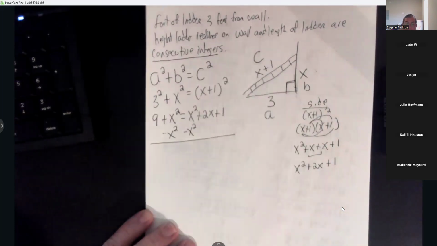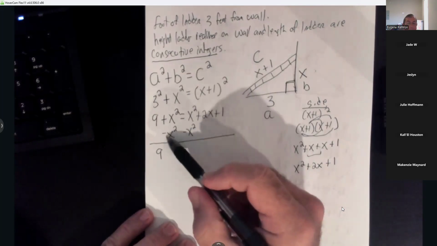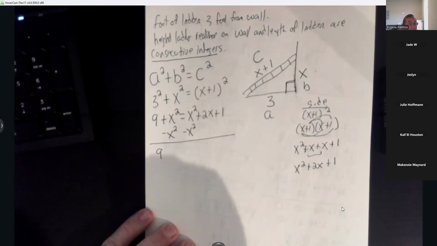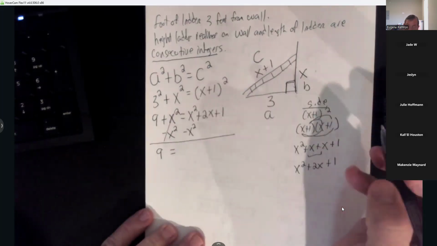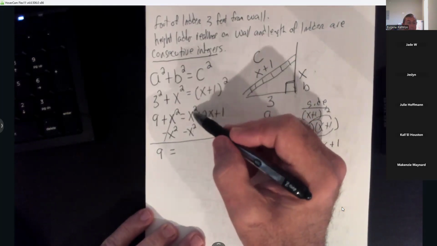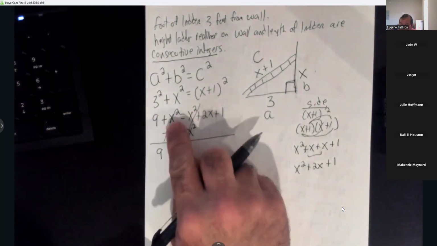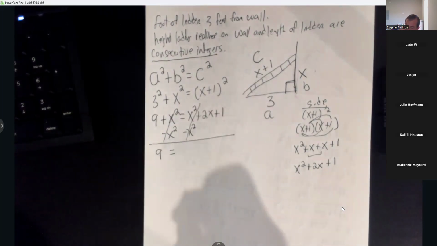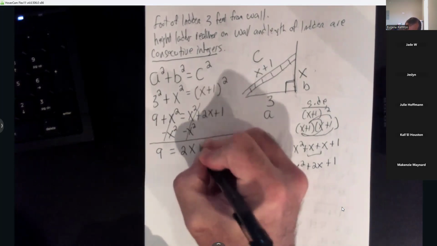But you're going to see something happen here. This 9 will come down. Well, y'all, what happens to these x squareds here? I got an x squared and a negative x squared. They're sort of going to cancel out. So those x squareds cancel. So then I got my equals. You got a positive x squared and a negative x squared. If you got an x squared on one side and an x squared on the other side, they're basically going to cancel out. So I get my 9 equals, all that's left is the 2x plus 1.